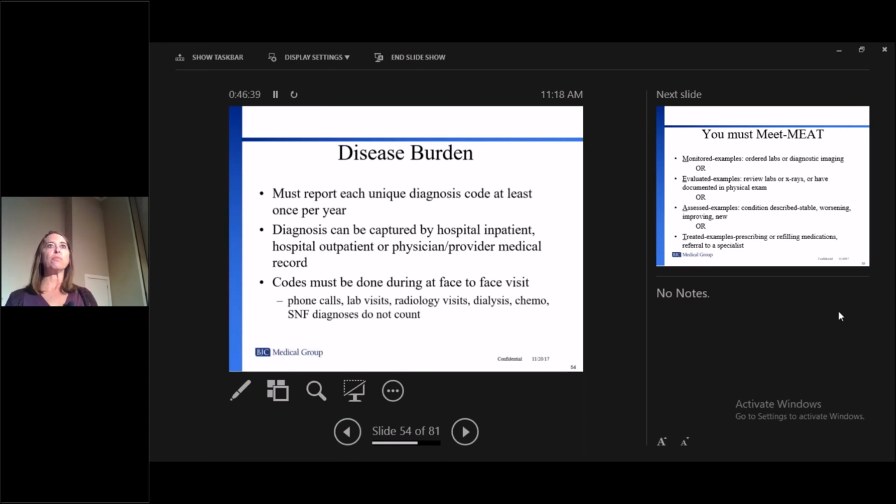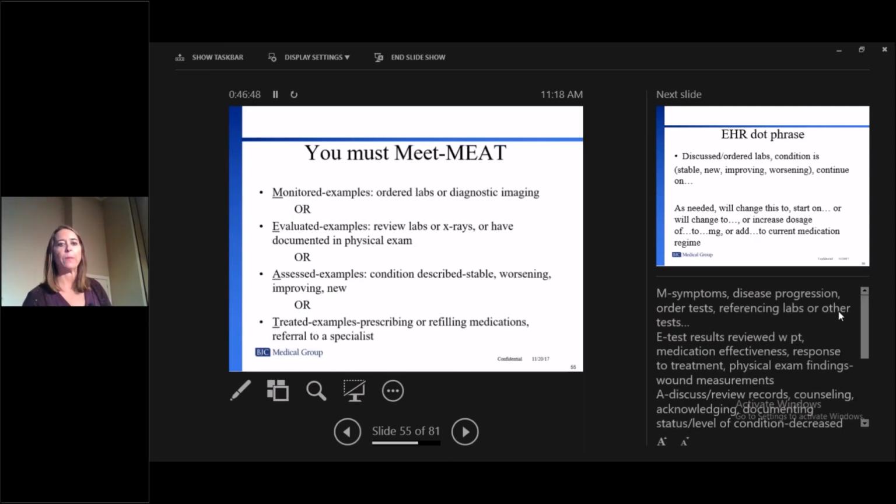So if they're being seen and you think, oh, well, they got billed for their labs, I know that diagnosis code was on there, it doesn't count. It has to be face-to-face. So for this, you must meet MEET, okay?